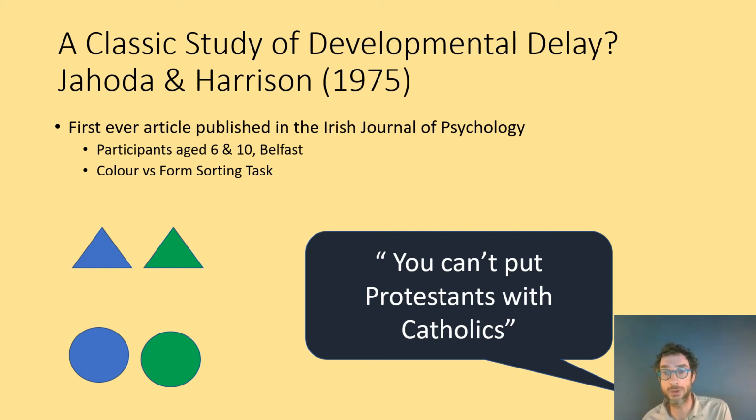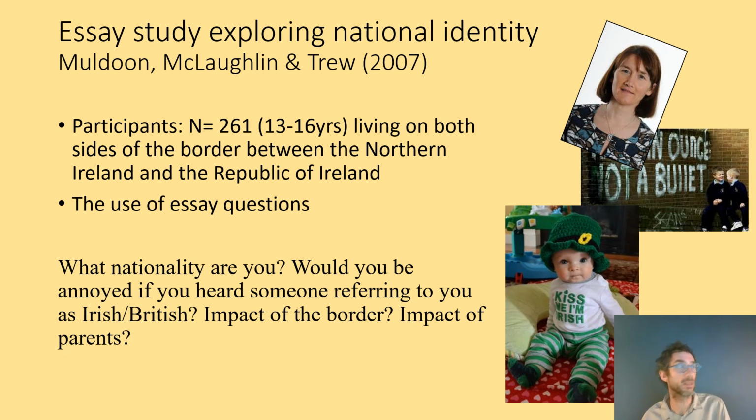And the typical quote from the study was a child saying, "You can't put Protestants with Catholics." So although for the experimenters they were presenting it as a shape sorting task, the children themselves had imposed the classifications of the sectarian society: green Irish, green Catholic, blue British, blue Protestant, and were refusing to put those together. So that's really young children, and it's quite a shocking study.